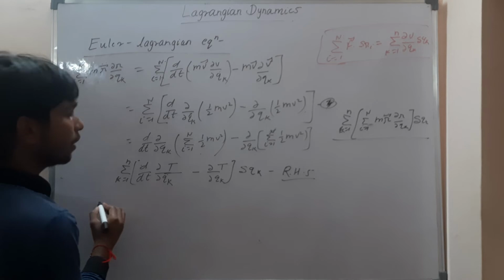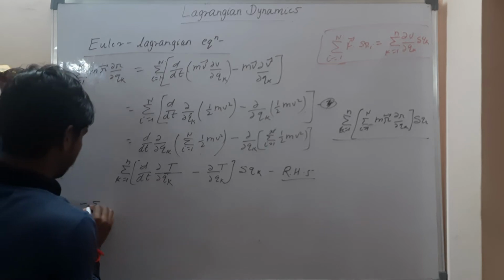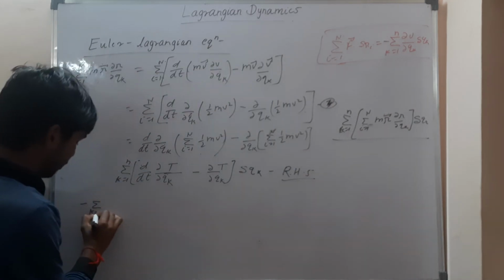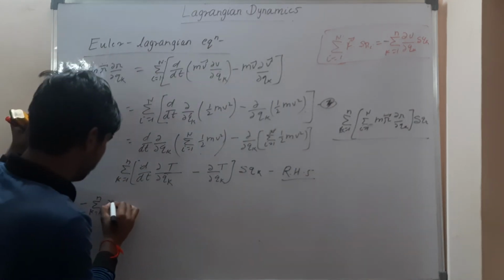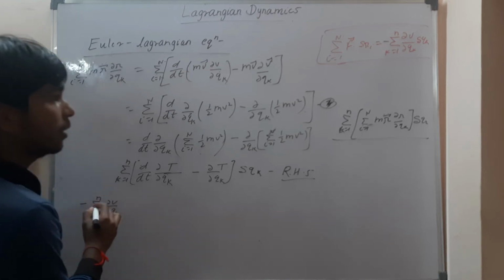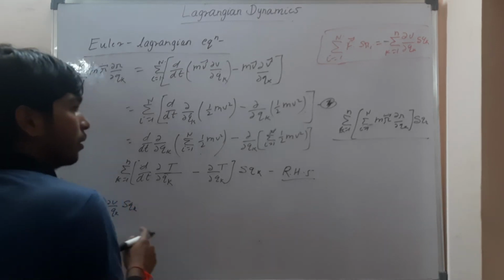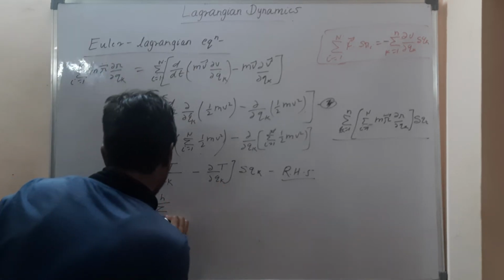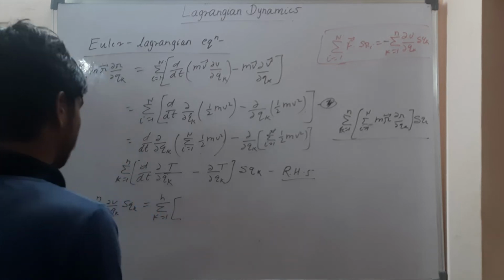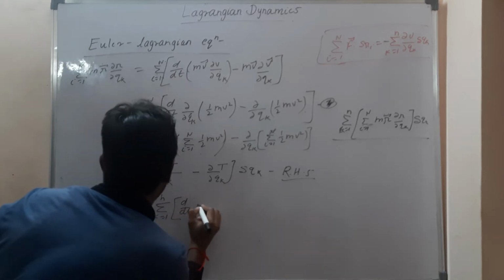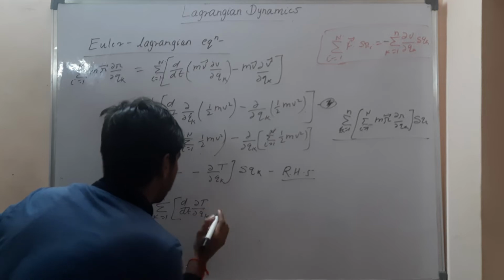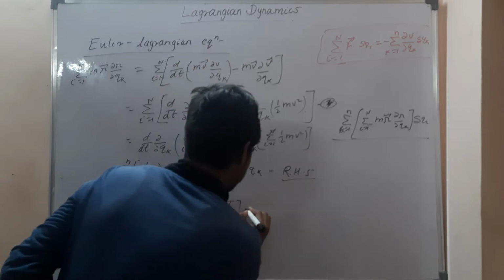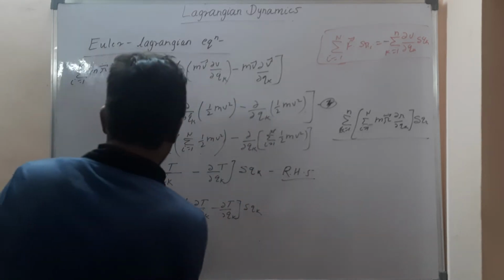LHS equal to, we got sigma of minus. Here I did not mention minus. Sigma of k equal to 1 to small n of qk is equal to the right hand side, which is sum over k equal to 1 to n of this one: d by dt dou T by dou qk dot, minus dou T by dou qk. So now both are equal.